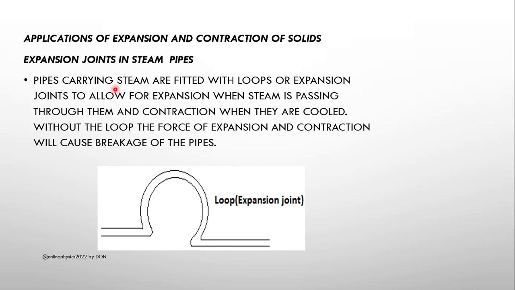So these pipes carry steam, and you remember steam is of a very high temperature. So they have loops or expansion joints to allow for expansion when steam is passing through them and contraction when they are cooled. Without the loops, the force of expansion and contraction will cause the breakage of the pipes. That's why we have these particular shapes in the steam pipes.